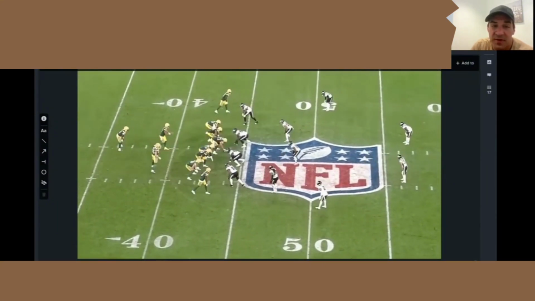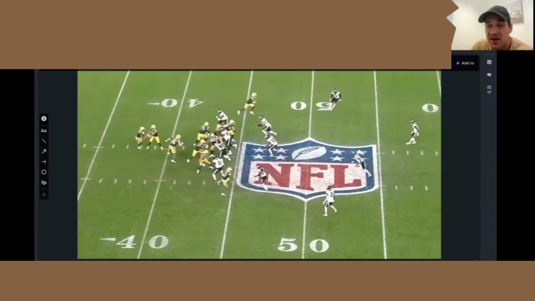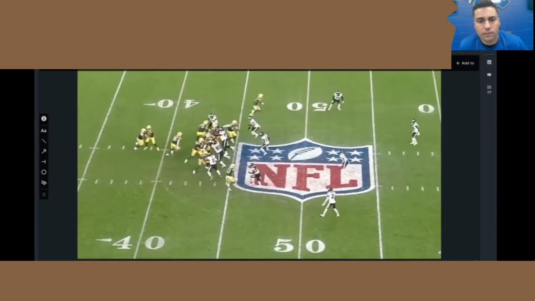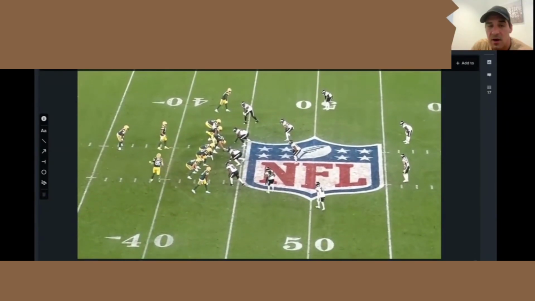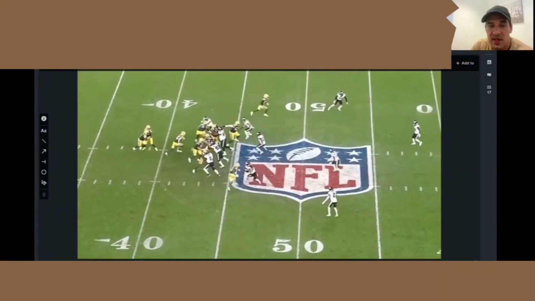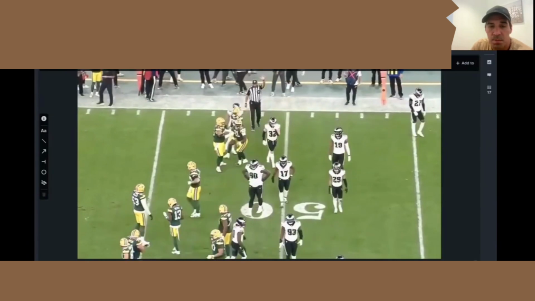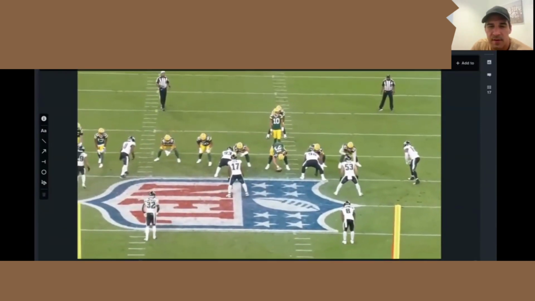All right, this one, we've got another gap scheme here. Okay, now we've got 2 backs. So now we actually have a true power, even though it's a little different because the guard's doing the kicking and the H-back is doing the wrapping. Right. But it's still exactly the same concept. It's down, kick out, and wrap. All right. So let's look at this from the other angle.